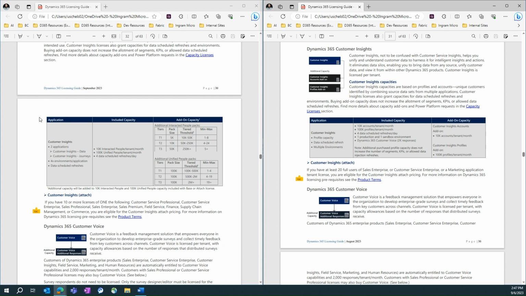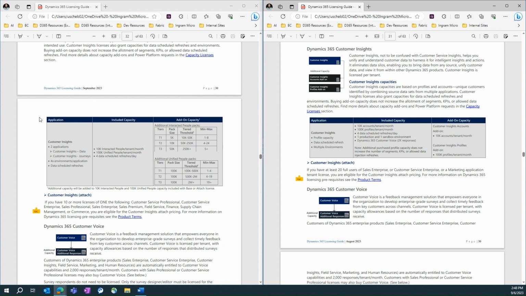Capacities, again, not really changing a lot there. And then these tiered packs are, again, greatly simplified. Previously, again, with both solutions, you had a license for marketing and customer insights to deal with. You had base attached, you had the add ons, the capacity add ons, and they all operated differently. This is sort of one SKU, two products. You manage as you need to manage.